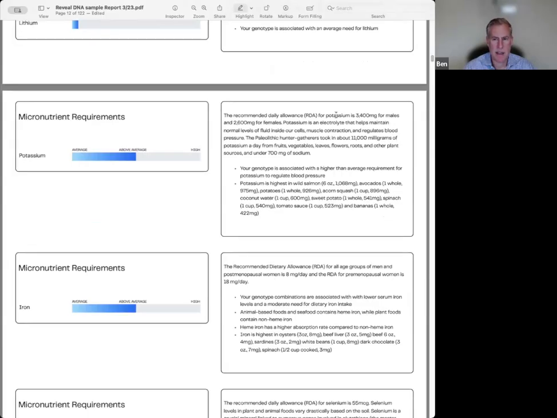The recommended daily allowance for potassium is 3,400 milligrams for men and 2,600 for females. It's an electrolyte, helps maintain fluid levels inside the cells. It's good for muscle contractions, exercise, of course, blood pressure.